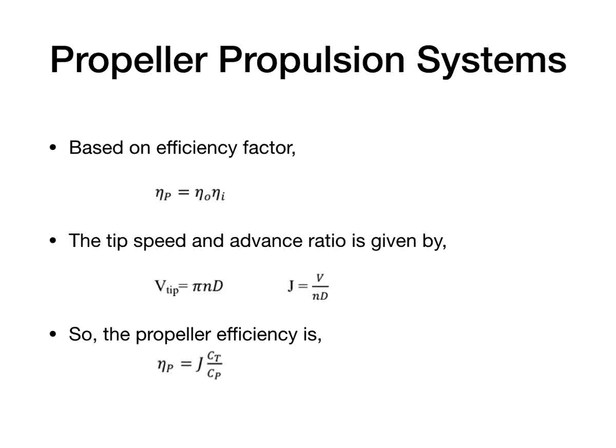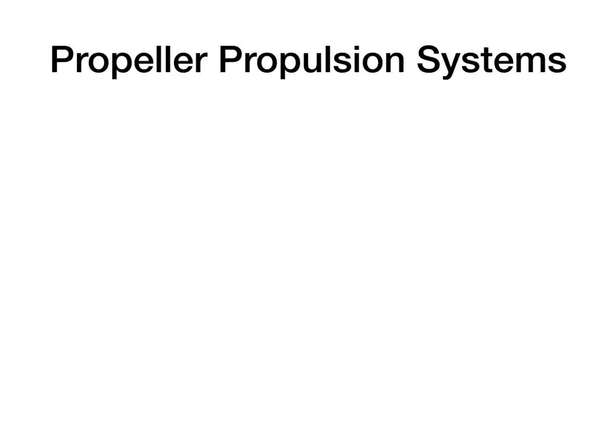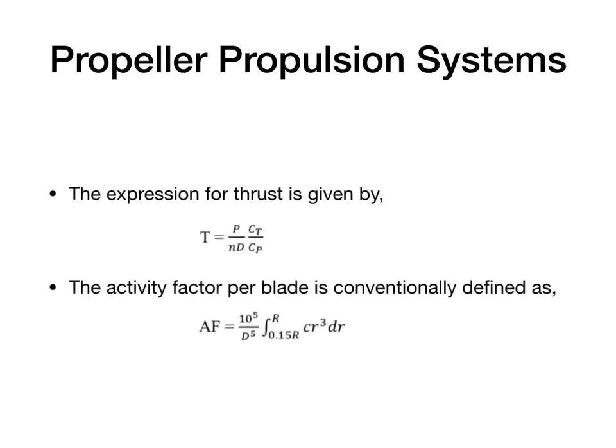The propeller efficiency can then be expressed in terms of advance ratio as eta P is equal to J into CT by CP. So combining this, you get the expression for thrust, T is equal to P by N into D into CT by CP, which is useful at static condition or at takeoff, where the propeller efficiency equation is not usable at velocity equal to zero.